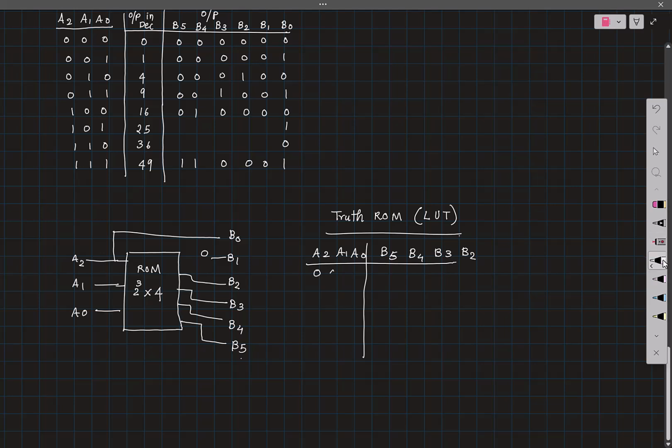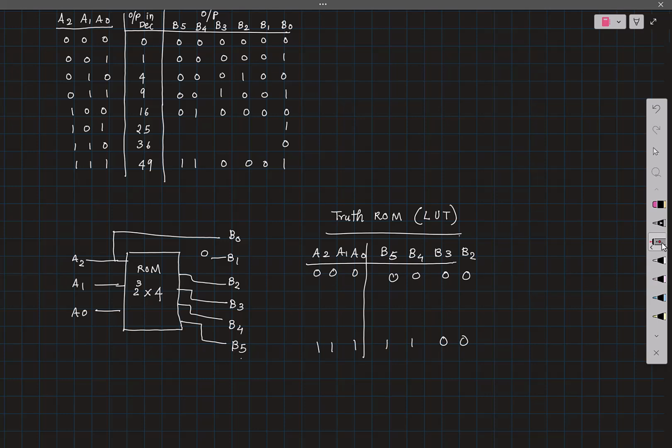So for example, if this is all 0, your output is going to be 0. If this was all 1, your output should correspond to this information. So that is 1, 1, 0, 0. And you can fill in the rest. Any questions on this?